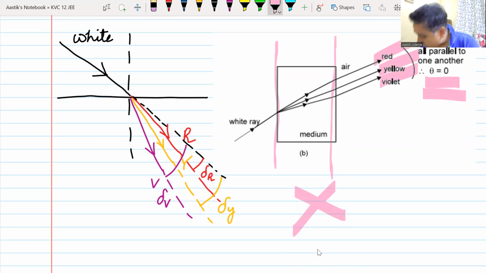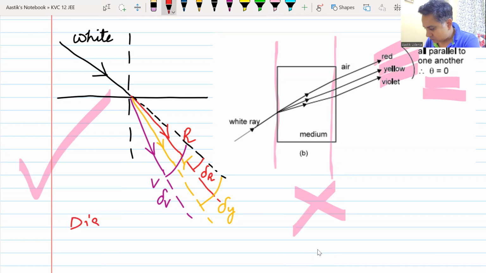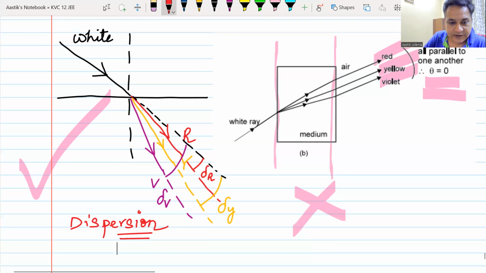So here dispersion does not happen. Here, dispersion happens. This is what you need to understand. Did you get my point? With one plane surface, you will have deviation. Different wavelengths would be deviated differently. This phenomenon is known as dispersion. And it only happens if there is only one surface. If there are two plane surfaces, this will not happen. Everyone got this concept correct?